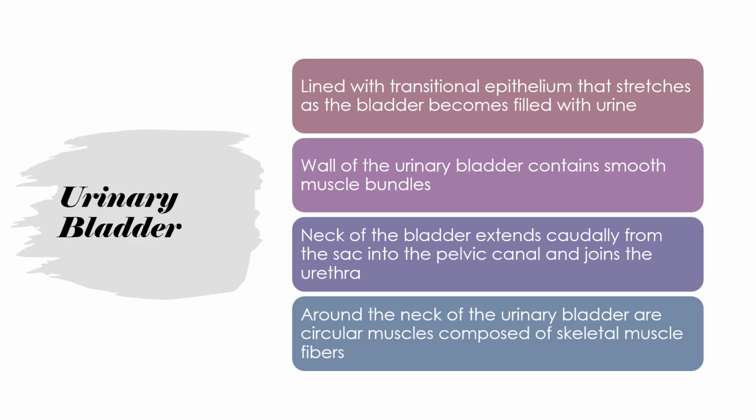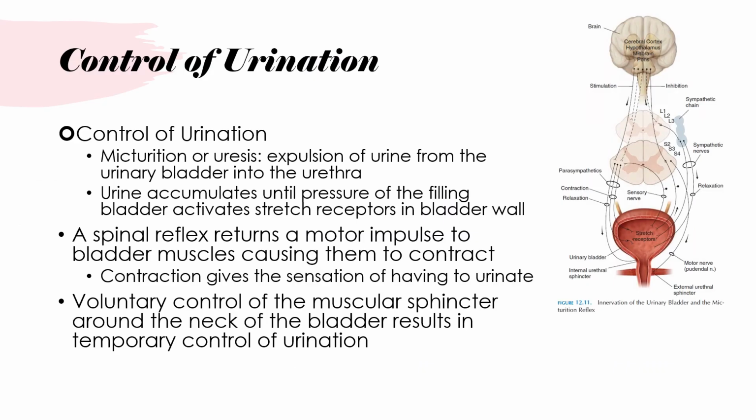Now the urinary bladder, we've talked about it, is lined with transitional epithelium that stretches as the bladder fills with urine. The wall of the urinary bladder contains smooth muscle bundles, almost like a blanket. The neck of the bladder extends caudally from the sac into the pelvic canal, and it joins the urethra. Around the neck of the urinary bladder are circular muscles composed of skeletal muscle fibers, just like we saw in that video.